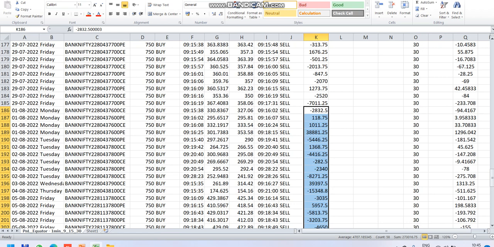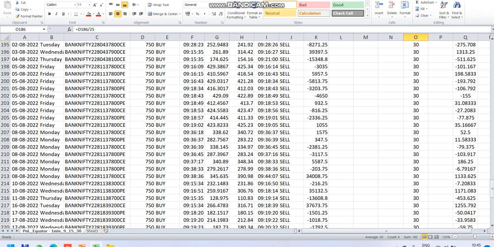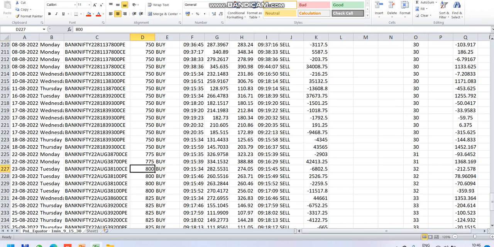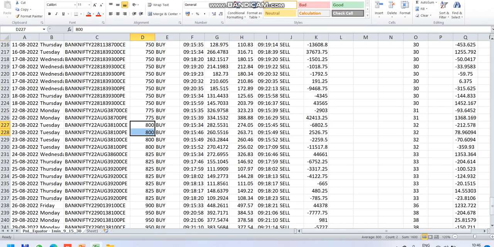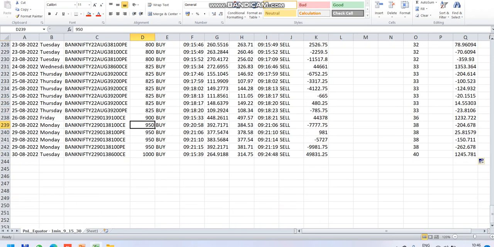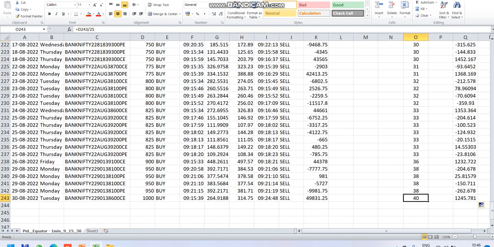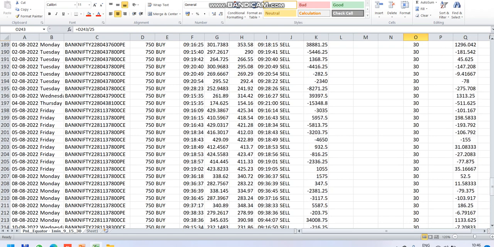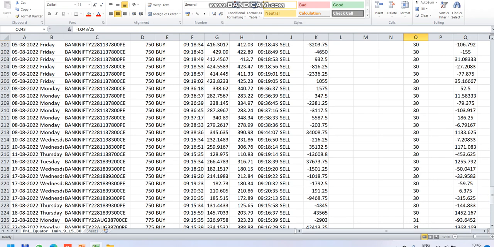And see, I have not kept the lot size same throughout the month, because if you can see from 1st August it is 750 quantity, that is 30 lots here. So gradually in the mid I started increasing one lot. Okay, every day one lot. Okay, 825, 900, 950, and then 950 I traded for 2-3 days, and then I increased to 1000 quantity, that is 40 lots, you can see here.